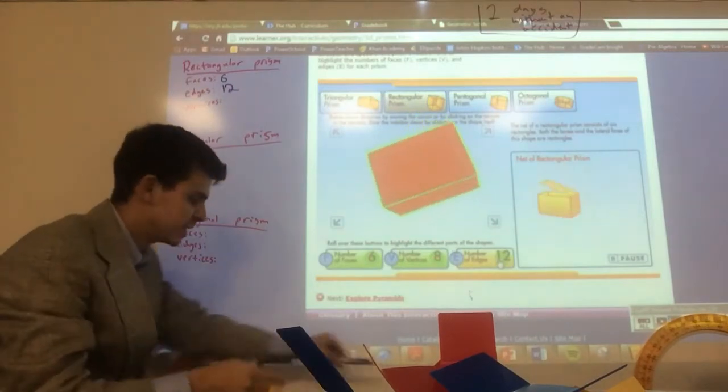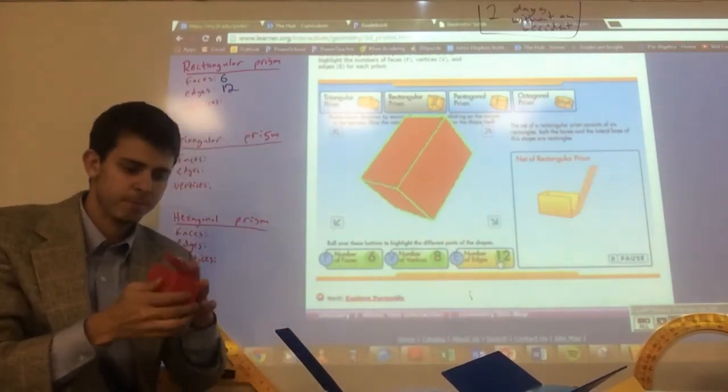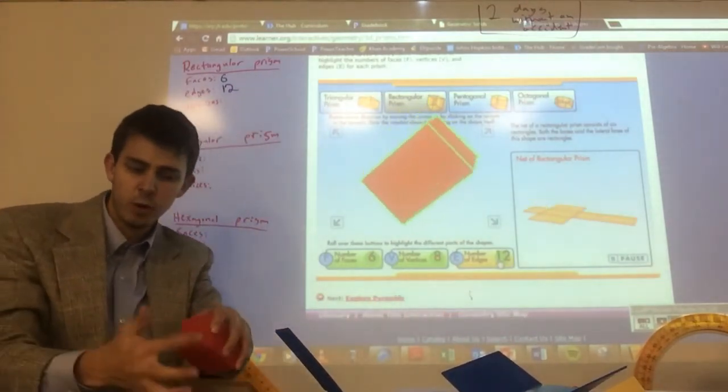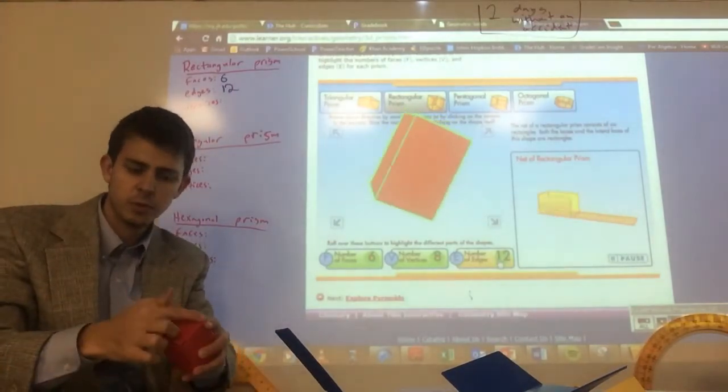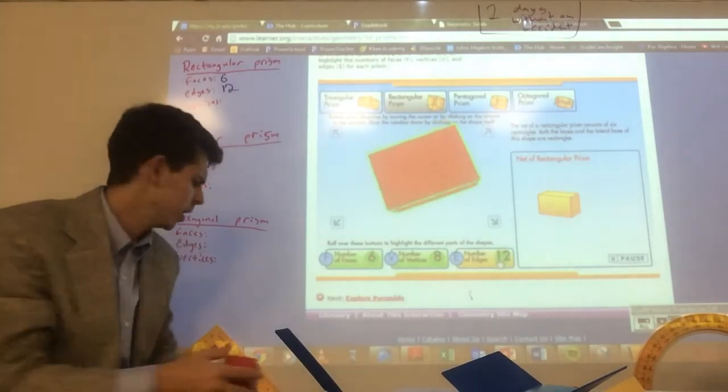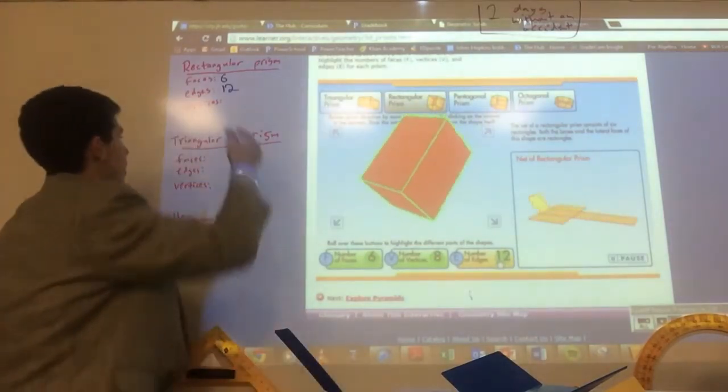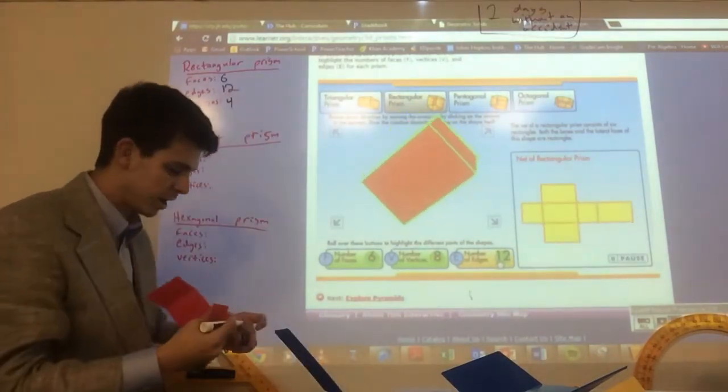Now the vertices, that's the number of points. And there's 4, 1, 2, 3, 4 on top. And on the bottom there's 1, 2, 3, and 4. Okay, now we're going to move on to triangular prism.